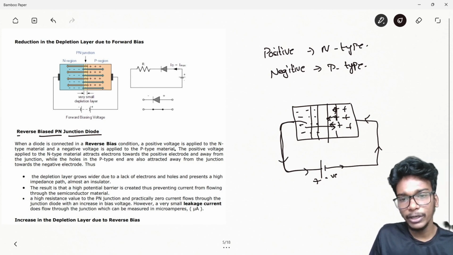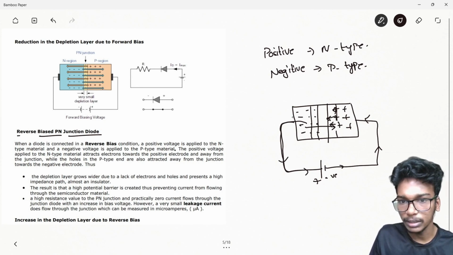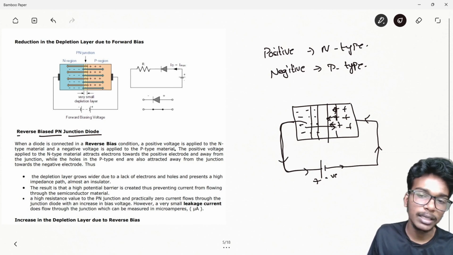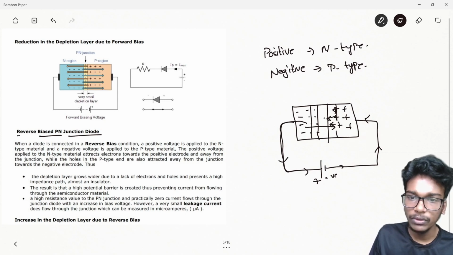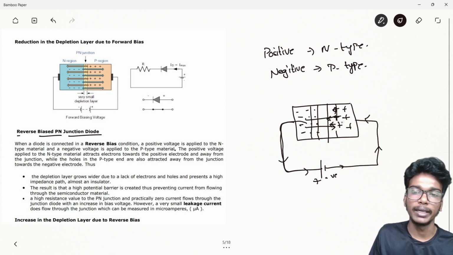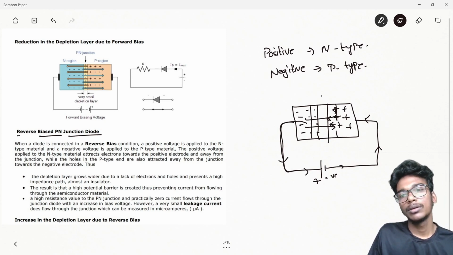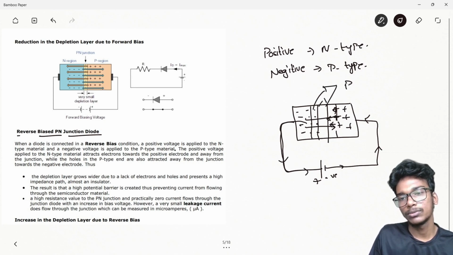Consider when electrons are continuously coming and hitting this depletion layer, coming and hitting, coming and hitting. At a certain time, due to the impact of these electrons, the depletion layer would break. In that condition, all the electrons will pass freely. When this depletion layer breaks, that condition is known as breakdown voltage.